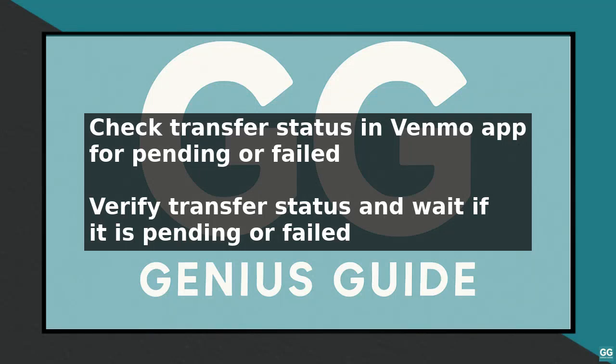To troubleshoot a Venmo transfer, start by checking the status of your transfer in the Venmo app. Look for the transfer in your transaction history and check if it says pending, completed, or failed. If the transfer is pending, it may take a few minutes to complete, so wait a bit and check again.